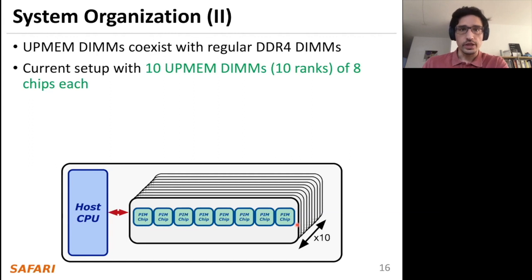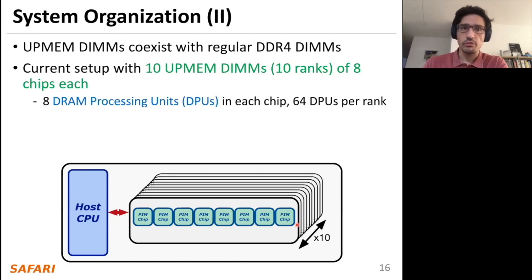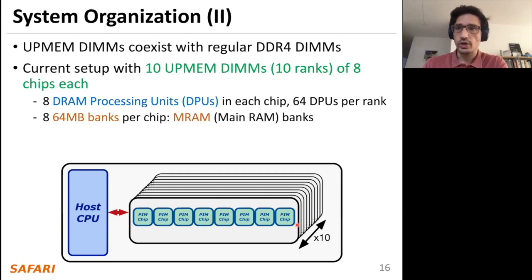So this current setup has, as I said, 10 UPMEM DIMMs, each of which constitutes a rank. Within each rank, we have 8 chips, and within each chip, we have 8 DRAM processing units, each of them attached to its own DRAM memory bank. These banks are called MRAM banks. MRAM means main RAM, which is, by the way, something to differentiate from the main memory of the system, which is a conventional DRAM connected to the CPU, but here it receives a similar name, MRAM.